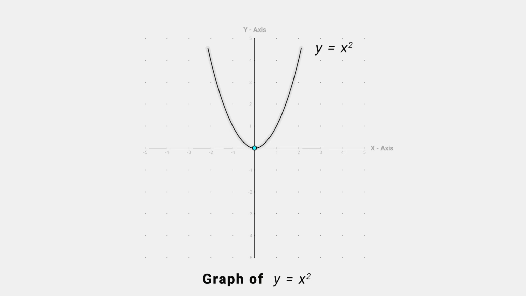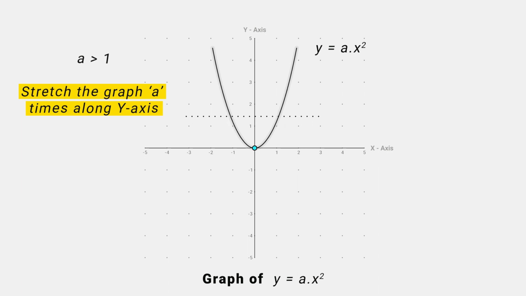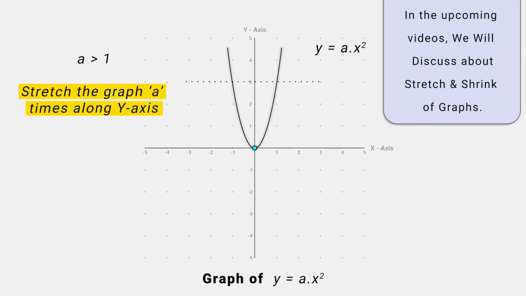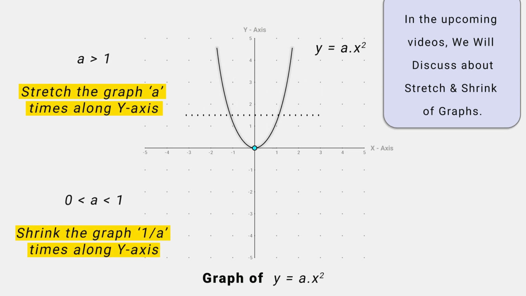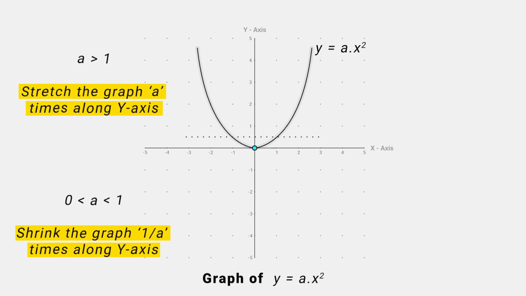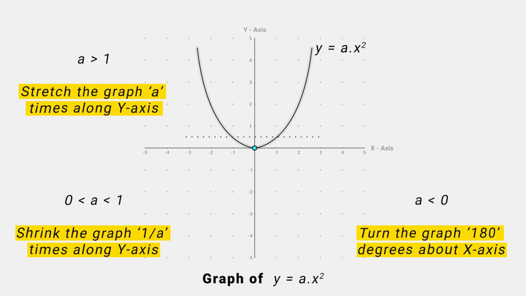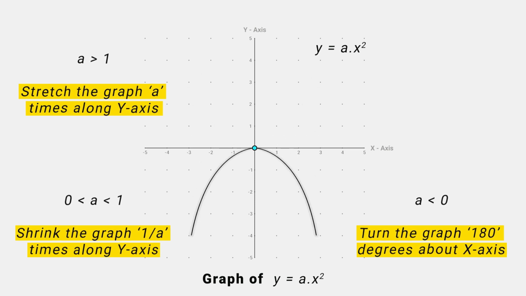Y equal to x square is a parabola. Since y equal to x square is an even function, so its graph is symmetrical about y-axis. Now if we multiply our function with a constant a, then if a is greater than 1, then stretch the graph a times along y-axis. And if a is greater than 0 and less than 1, then shrink the graph 1 by a times along y-axis. And if a is negative, then turn the graph of ax square by 180 degree about x-axis.